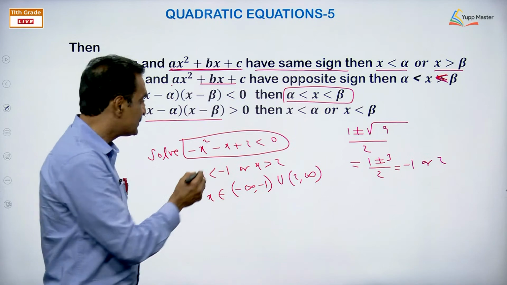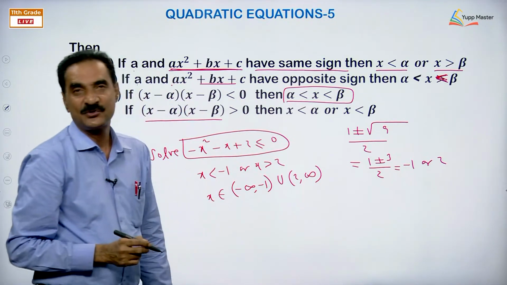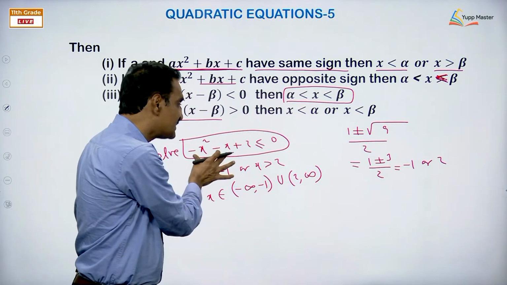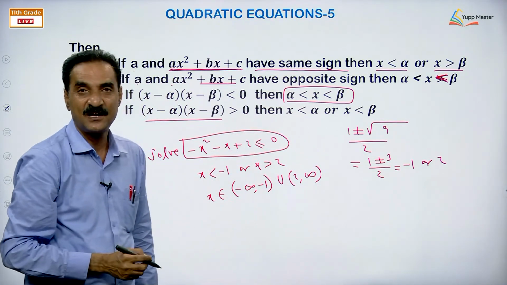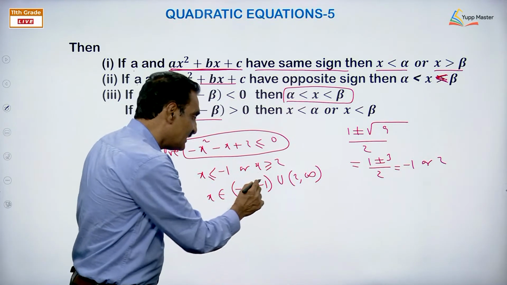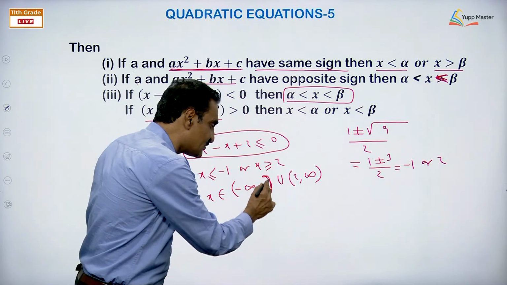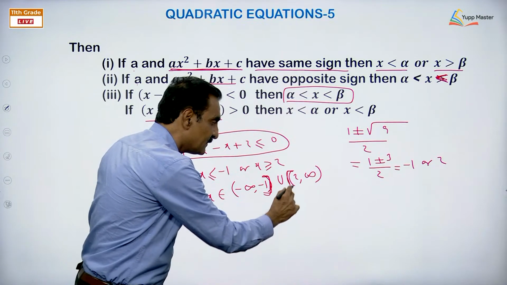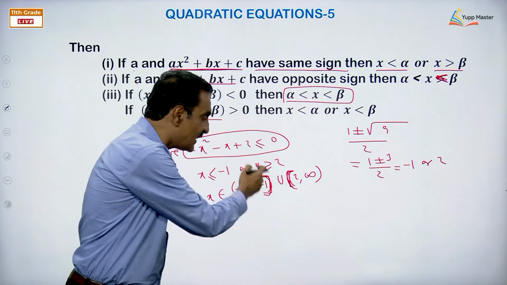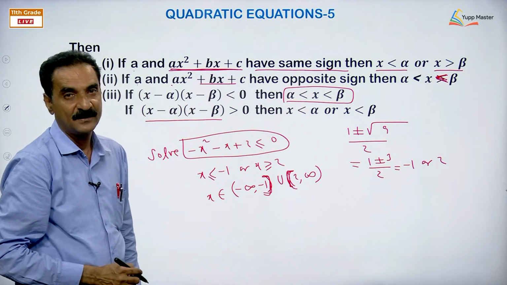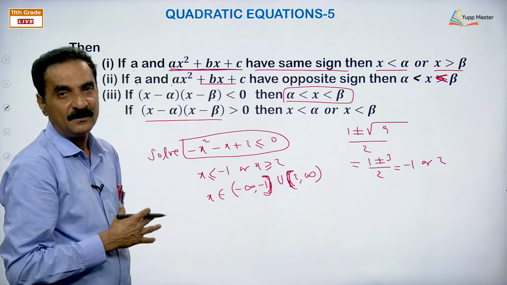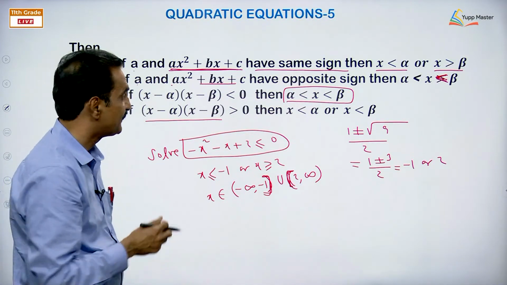Suppose equality is also given in the question, then this expression can be equal to 0. This will be equal to 0 for x equal to minus 1 or 2. Then we have to write equality here and here, and change this bracket to a closed bracket. Square bracket represents a closed bracket, which means the last value is also included. So this is how we solve quadratic inequalities.